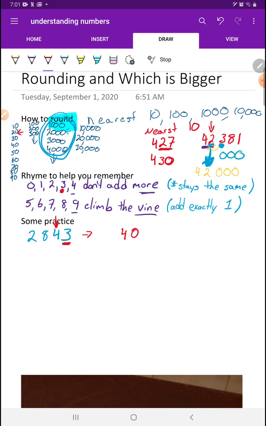3, of course, becomes a 0. Remember what I said? Everything on this side of the number that we're talking about is a 0. So 3 becomes a 0. And 2 and 8, they don't change. They just stay exactly the same. All right, let's try another one.